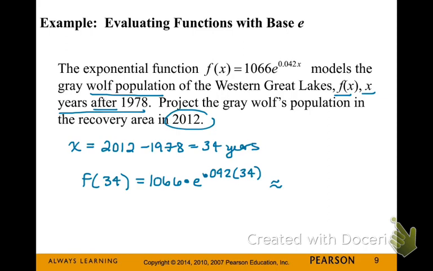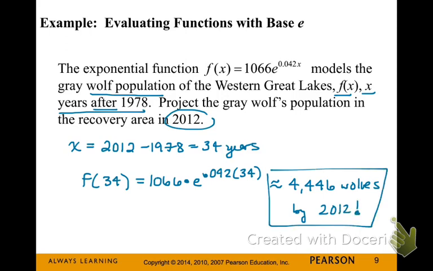But if we plug in that entire quantity into our calculator, e to the 0.042 times 34 power, multiply that all by 1066, we're going to get approximately 4,446 wolves. So in 2012, we can predict that this is going to be the population.